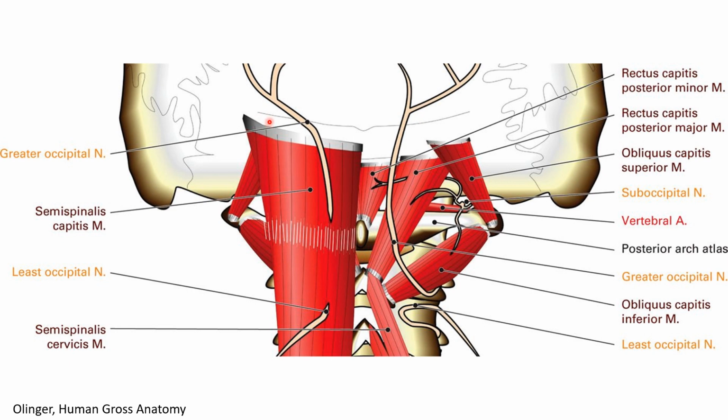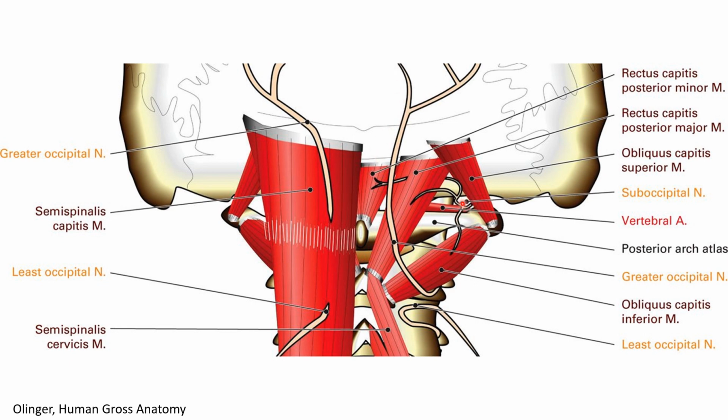This image is from Ohlinger, and this is the semispinalis capitis muscle with the greater occipital nerve piercing and the least occipital nerve. If you were to remove the semispinalis capitis muscle, you then can see all of the suboccipital muscles and C2 dorsal rami with the greater occipital nerve.